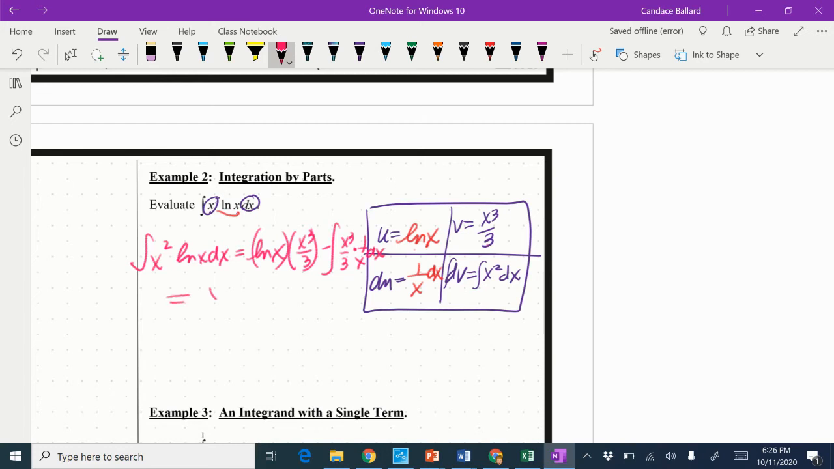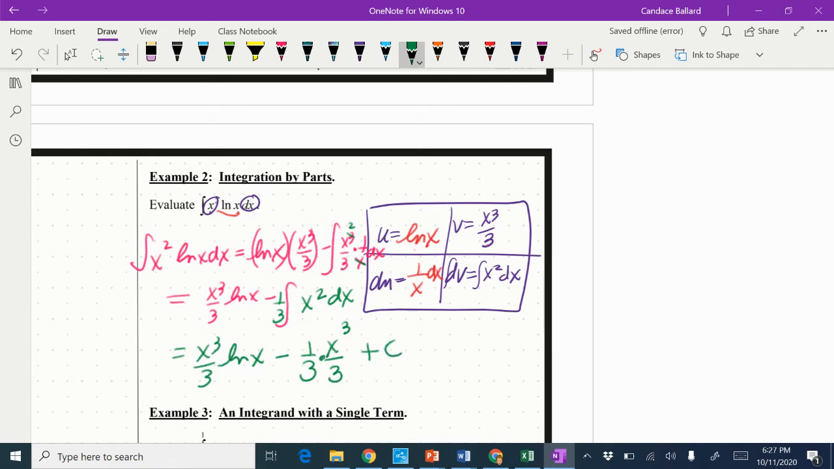Let's rewrite a bit. I would probably put this x cubed over 3 in front of my natural log of x. I'm noticing that x goes into here once, so I would really have x squared. I'm probably going to move the 1/3 out front, dx. That's much better to integrate. So we've got x cubed over 3, natural log of x, minus 1/3 x cubed over 3 plus c. And then we've got x cubed over 3, natural log of x, minus x cubed over 9 plus c.